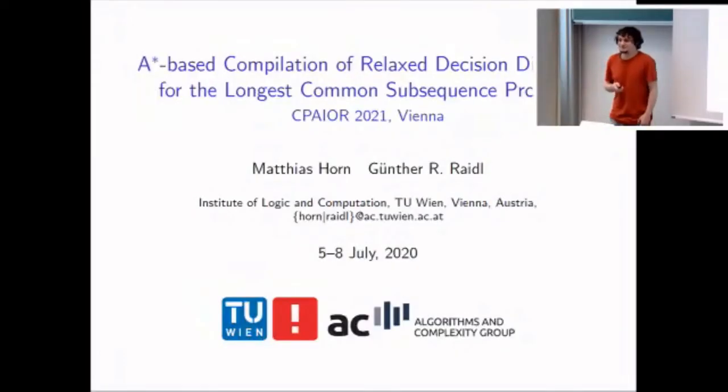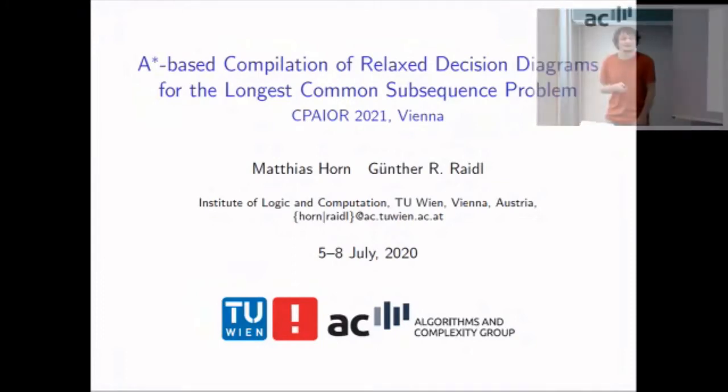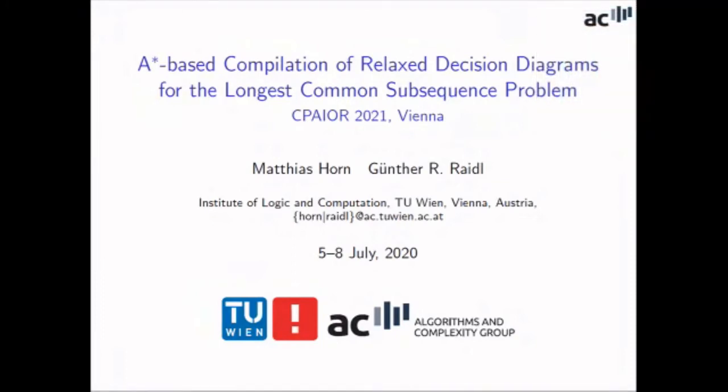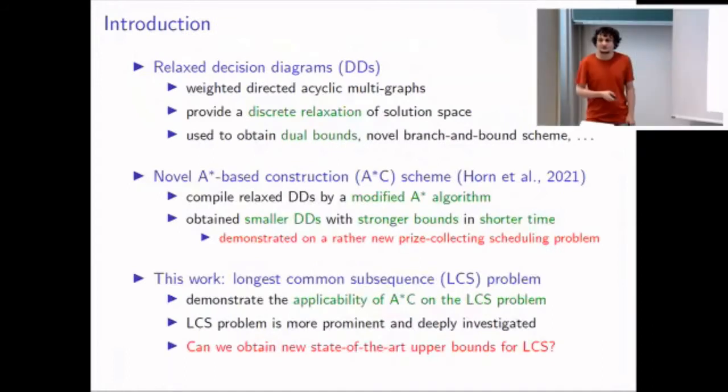Okay, so welcome to my presentation. As already clarified, I'm Matthias Horn, and this is joint work with Günther Raidl, and today I want to talk about the star-based compilation of relaxed decision diagrams for the longest common subsequence problem. And as the title already reveals, we want to compile relaxed decision diagrams. Relaxed decision diagrams provide a discrete relaxation of the solution space of the combinatorial optimization problem. We in this work mainly use them to obtain dual bounds, but in the last decade, they were successfully applied on many standard optimization problems in different ways.